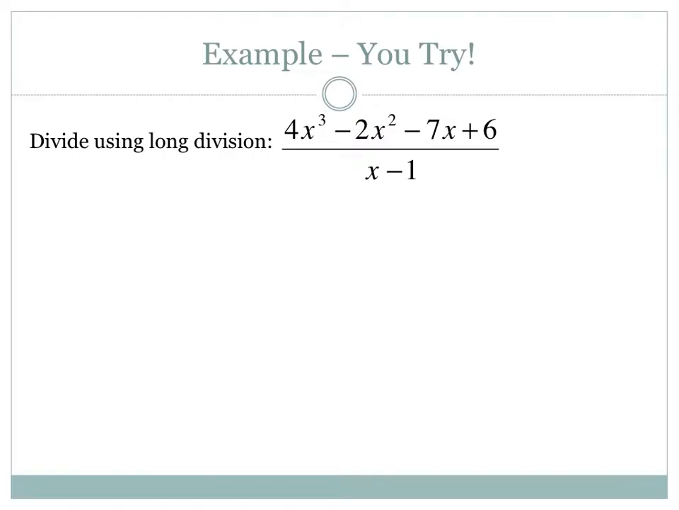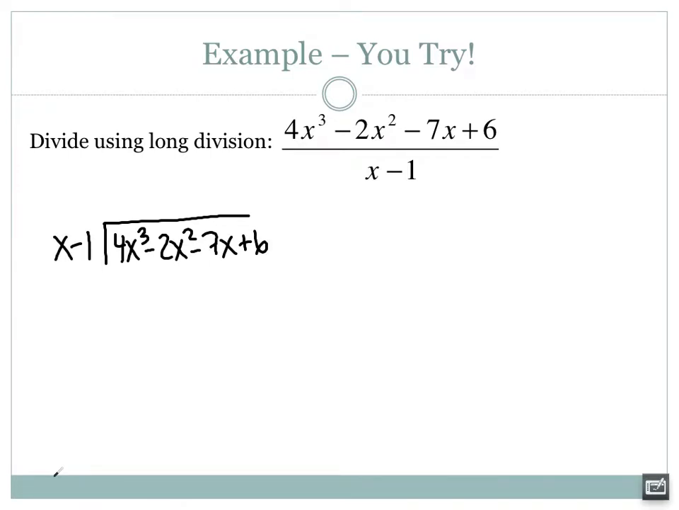Okay, first thing that you should have done is put 4x to the third, subtract 2x squared, subtract 7x, add 6 in the box, x minus 1 goes outside. 4x to the third divided by x is 4x squared. Now I want to multiply. I get 4x to the third, subtract 4x squared. Subtract 4x to the third, subtract 4x to the third is 0. Negative 2x squared, subtract negative 4x squared becomes positive 2x squared.